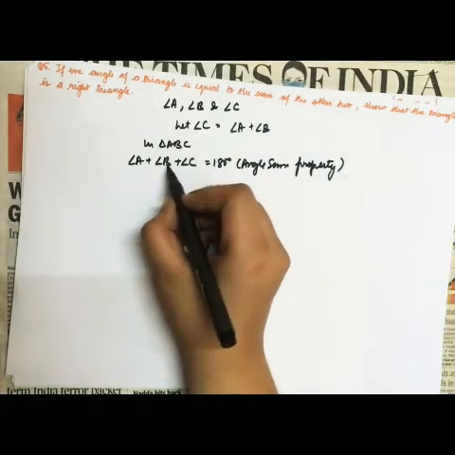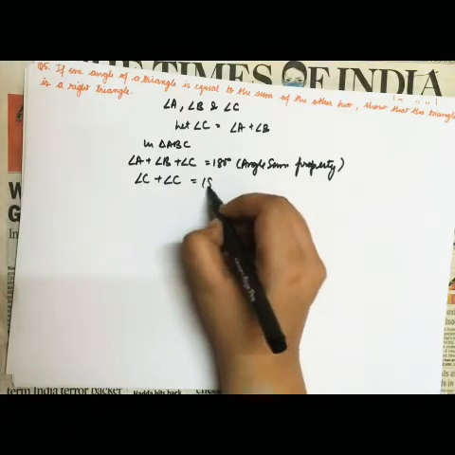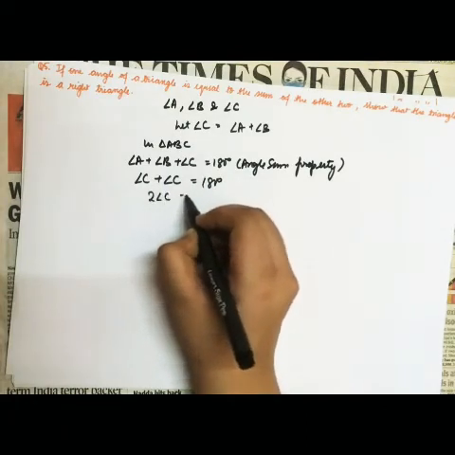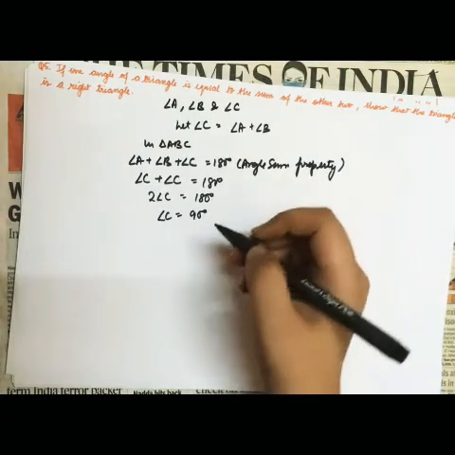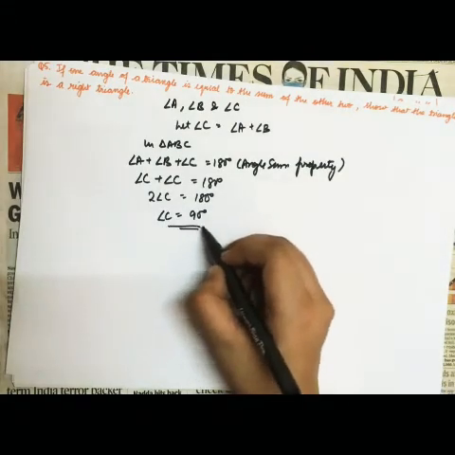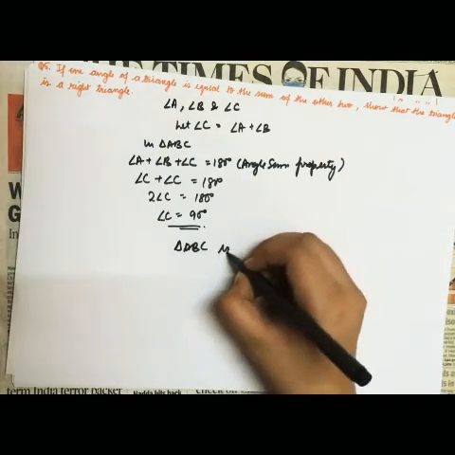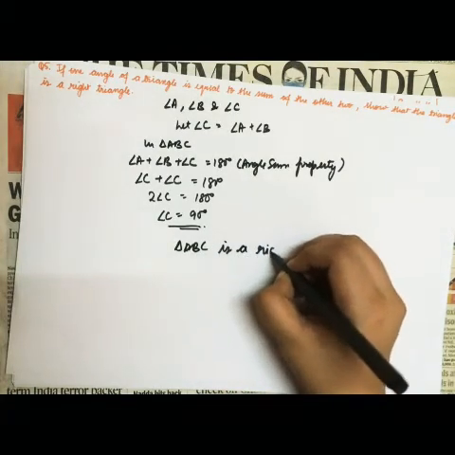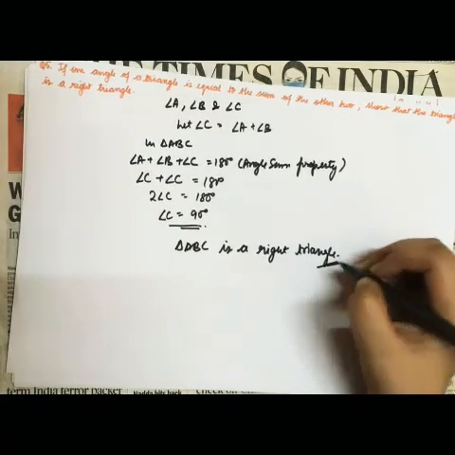Now angle A plus angle B is angle C, so angle C plus angle C is equal to 180 degrees. 2 times angle C is equal to 180 degrees. Angle C is equal to 90 degrees. Now angle C is equal to 90 degrees. It means that the triangle ABC is a right triangle. Hence proved.